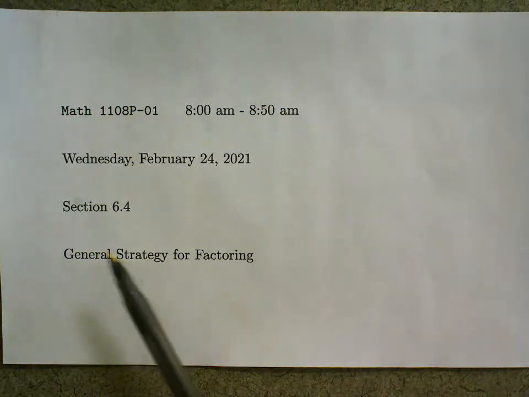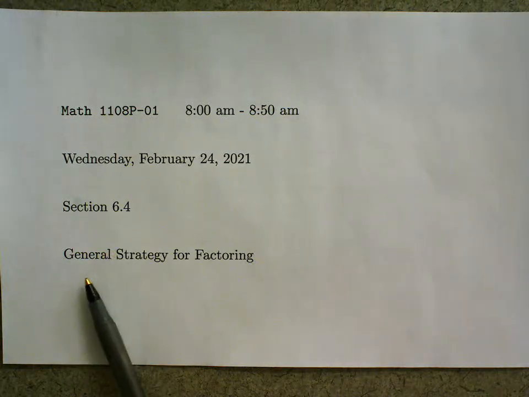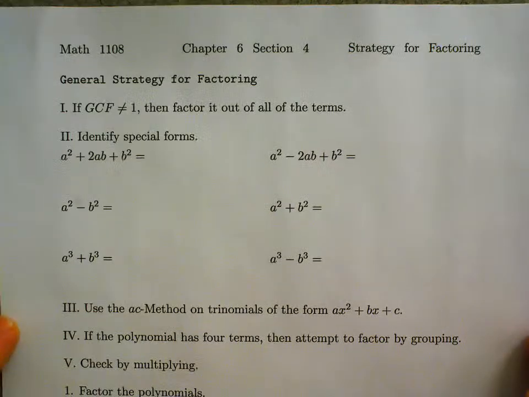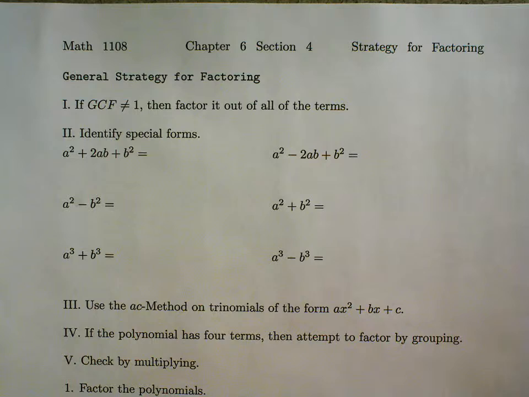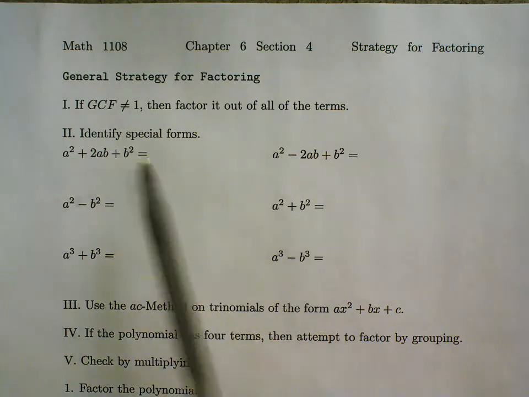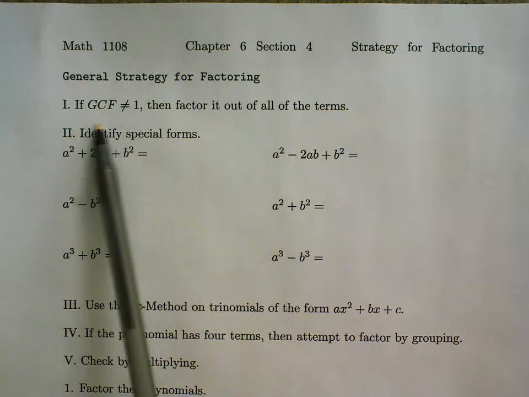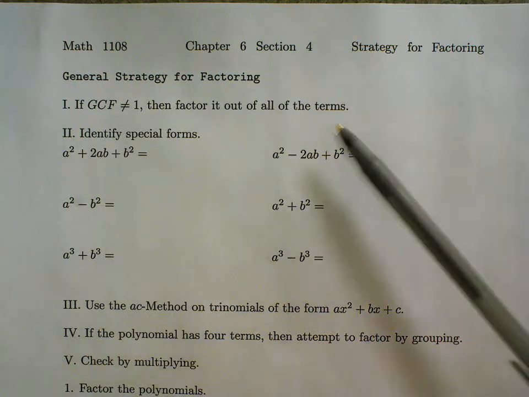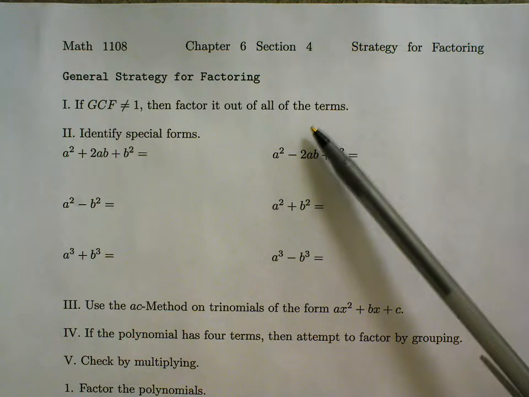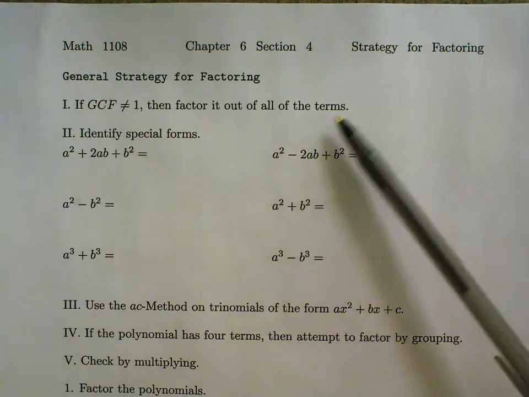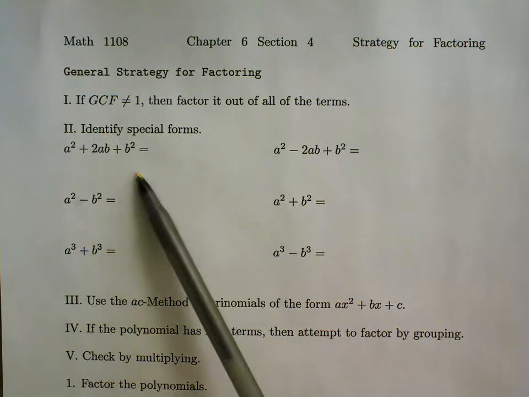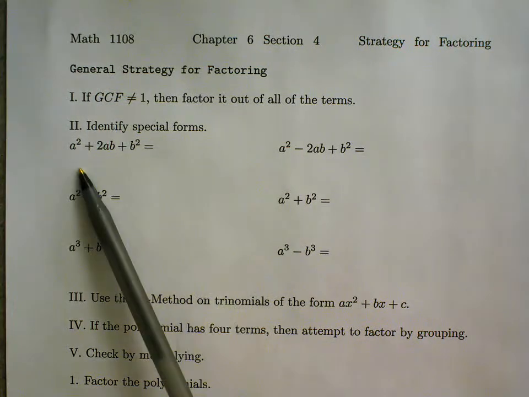Today we'll be in section 6.4. This is more about factoring, the general strategy for factoring. So we attempt to look at the big picture, everything at once. So the first thing, if the greatest common factor is not equal to 1, then factor that greatest common factor out of all of the terms. Try to learn the special forms and how to identify them.